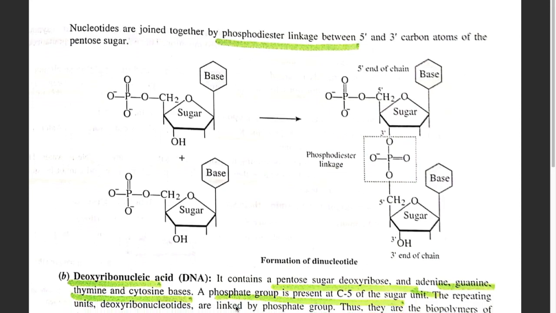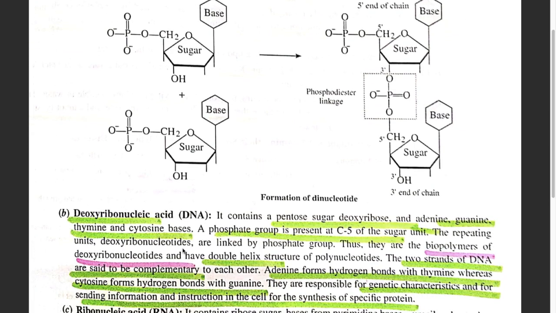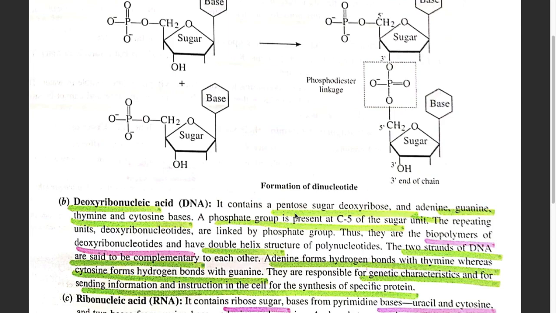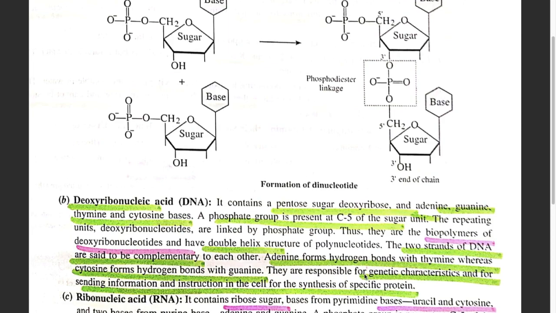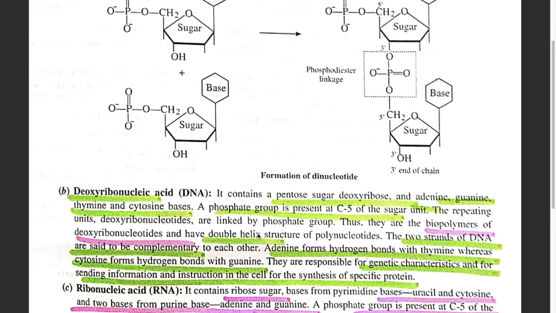Now let us learn about the nucleic acid DNA. DNA, the full form is deoxyribonucleic acid, and the components of DNA are the pentose sugar deoxyribose, the nitrogenous bases adenine, guanine, thymine and cytosine, and a phosphate group attached to C5 of the sugar unit. The DNA has a double helical structure, and the two strands of DNA are said to be complementary to each other. This can come as a 1-mark question.